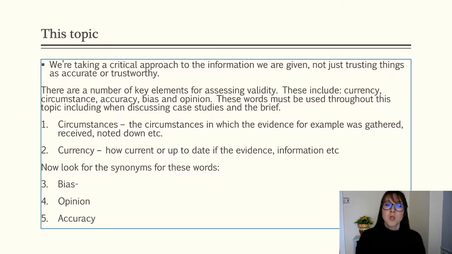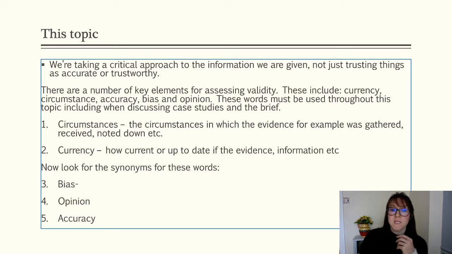So, circumstances links to the circumstances in which the evidence, for example, was gathered, received, noted down. So it's the circumstances around it. So this could be an eyewitness statement, it could be the way that the witness's statement is taken, it could be where the evidence has been found. So it's all to do with the circumstances surrounding it. Currency, how up to date is it? How current is it? How current is the evidence? How current is the information?